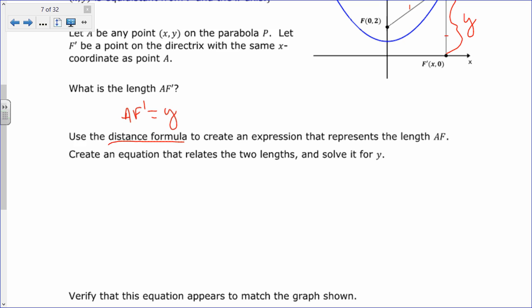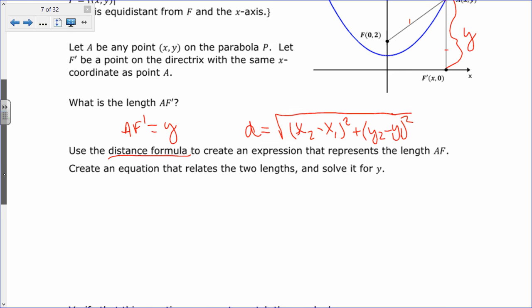Use the distance formula to create an expression that represents the length AF. The distance formula, in case you have forgotten, is d equals the square root of (x2 minus x1) quantity squared plus (y2 minus y1) quantity squared. We learned that last year in geometry. So we're going to create an equation that relates the two lengths and solve for y.